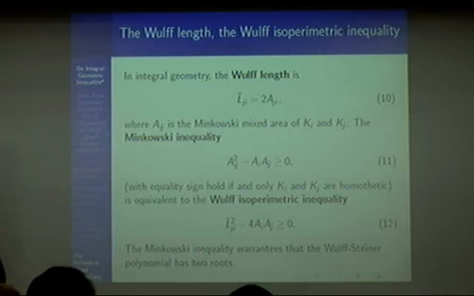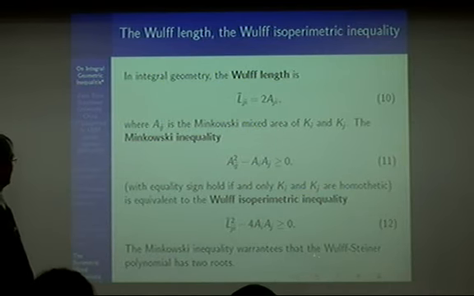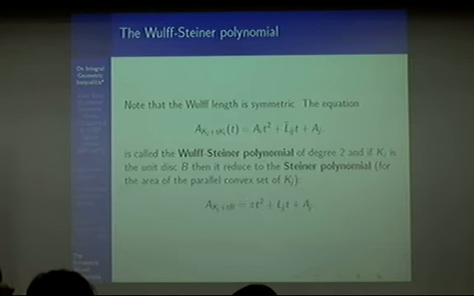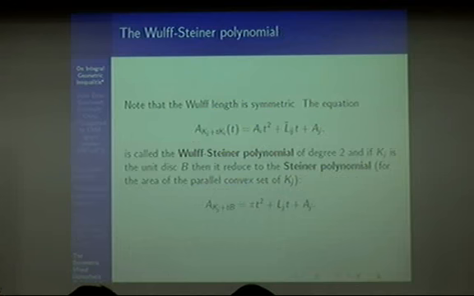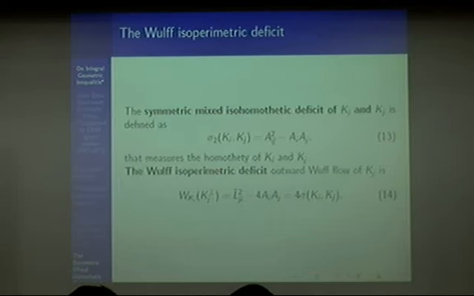So the Minkowski inequality guarantees that the Wolff-Steiner polynomial, in algebraic geometry, okay, we investigate this special case in two dimensions. This is a polynomial about t, okay, and it is guaranteed that the Wolff-Steiner polynomial has two roots. We want to find the roots for this one. So therefore, what we call the symmetric mixed isohomothetic deficit of Ki and Kj is defined as this.